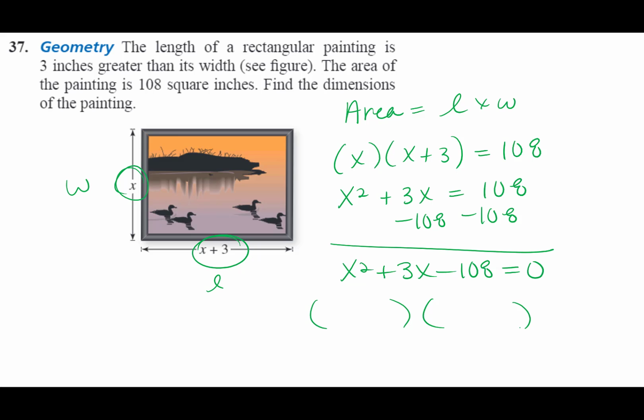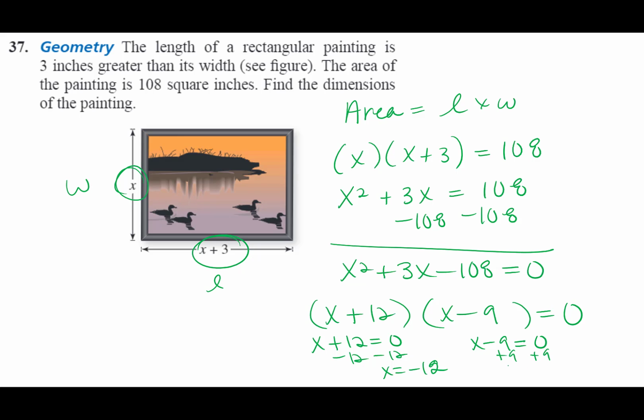Now we'll factor this. It will be x plus 12 times x minus 9 equals 0. Now set each of these factors equal to 0 and solve for x. We'll subtract 12, x equals -12. Over here to the right, we'll add 9, and x equals 9.